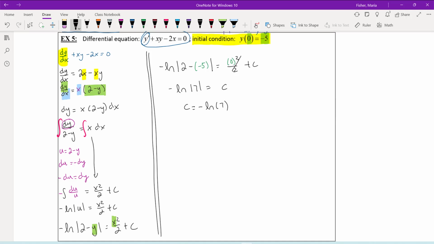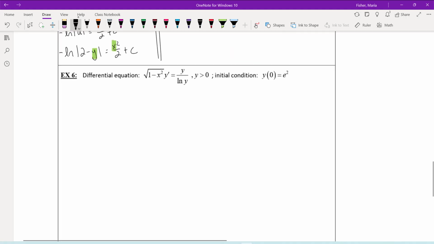Now I don't need the absolute value anymore because 7 is a positive number. Therefore, that particular solution is going to be negative natural log of the absolute value of 2 minus y is equal to x squared over 2 minus the natural log of 7.